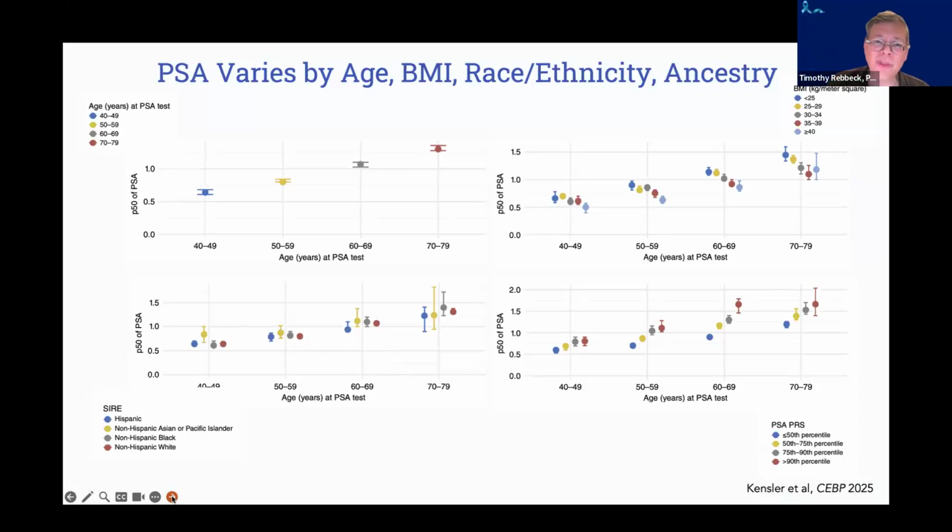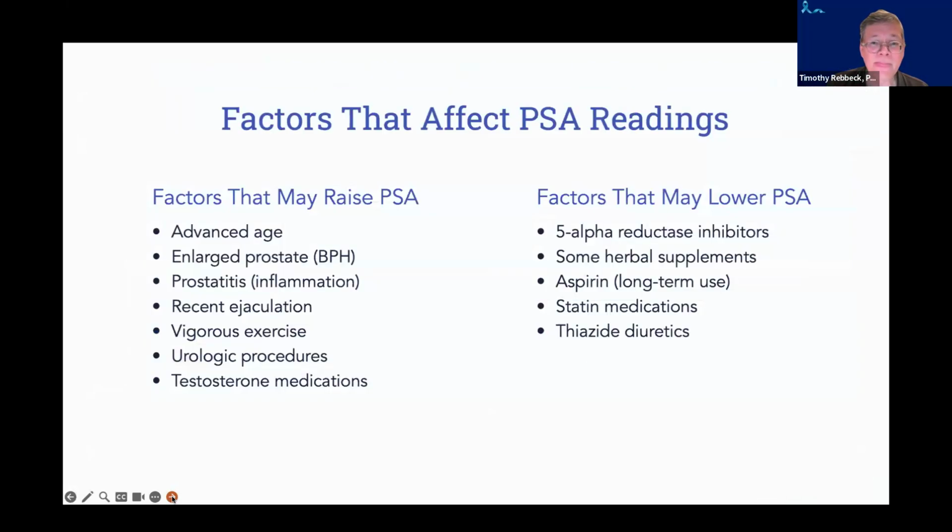So again, I just put this up there to show that there are a lot of issues related to what PSA level you see and what it means for an individual, depending on their age, their BMI, their race, ethnicity, or perhaps their ancestry. There are also a number of other factors that affect PSA readings. So there are some that may raise PSA, as Dr. Wender mentioned: advanced age, an enlarged prostate, prostatitis, recent ejaculation, vigorous exercise, urologic procedures, testosterone medications, and factors that may lower PSA. So if you're taking a 5-alpha reductase inhibitor, some herbal supplements, long-term use of aspirin, statin medication, thiazide diuretics. And you can imagine what the biology underlying each of these is.